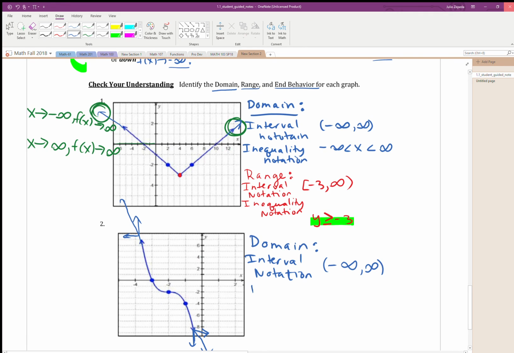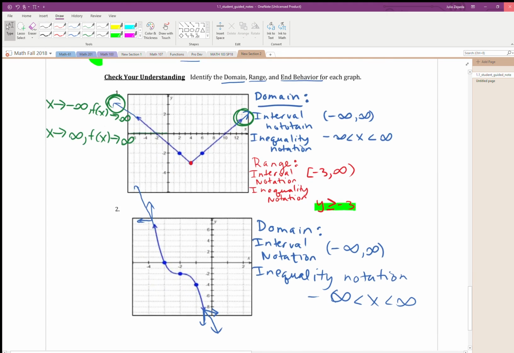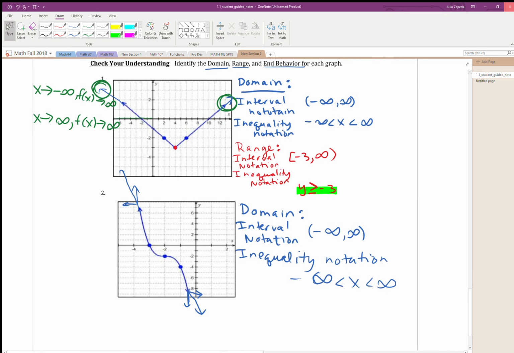Okay, and then for our inequality notation, it's also going to be from negative infinity to positive infinity. And this is where we put our x in between, just like that. Okay, now our range on this one's actually going to be the same. Since I have arrows pointing down, my lowest point is going to be negative infinity. It's also never going to stop in the upward direction. It's going up to positive infinity.